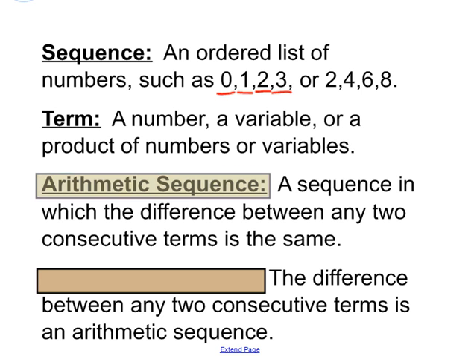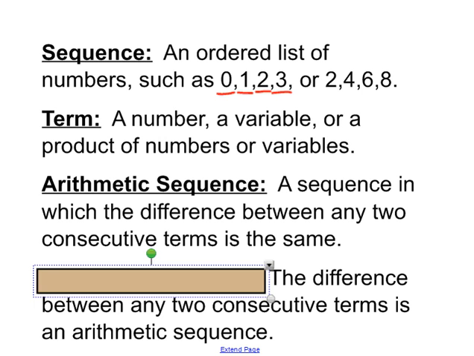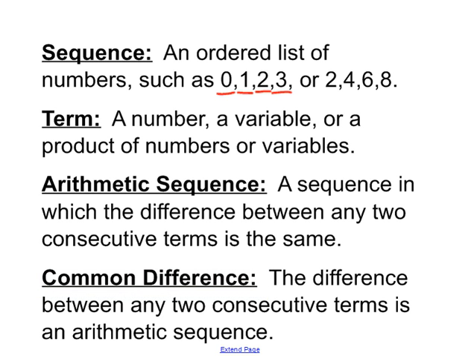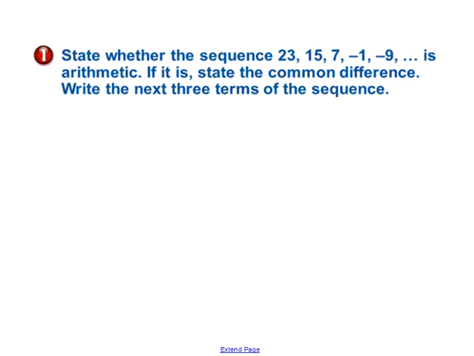All right. An arithmetic sequence is a sequence in which the difference between any two consecutive terms is the same, so it has a constant difference between consecutive terms. The common difference is the difference between any two consecutive terms in an arithmetic sequence. Well, let's jump right in and do one here.